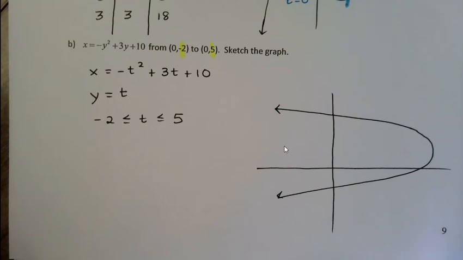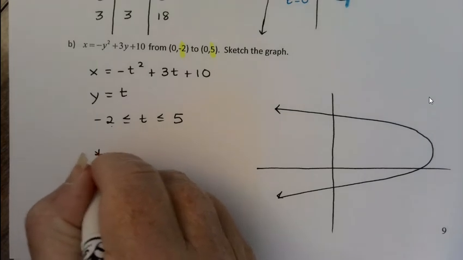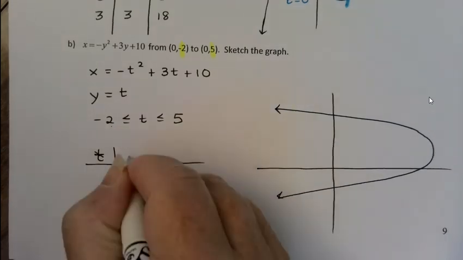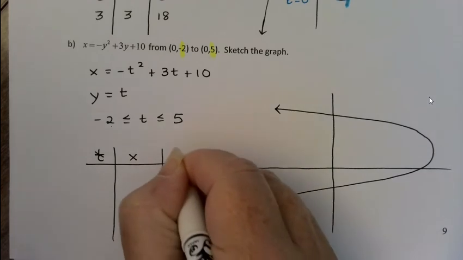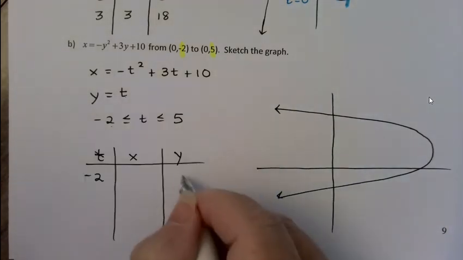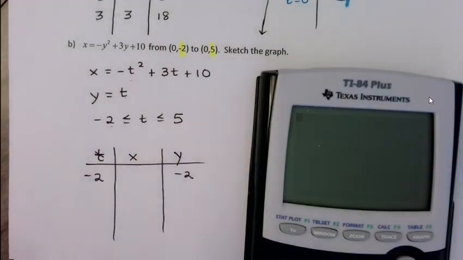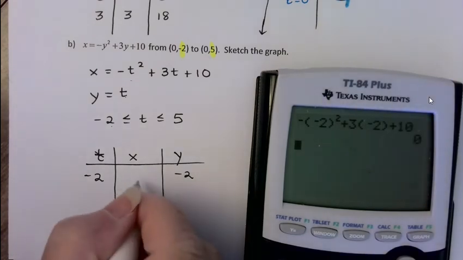I would like us to think through the process of the starting and ending points by thinking about the t values being -2 to 2. And so if t is -2, then y is -2. And I'd have to plug the -2 into this to get the x. That gives me 0 for x.